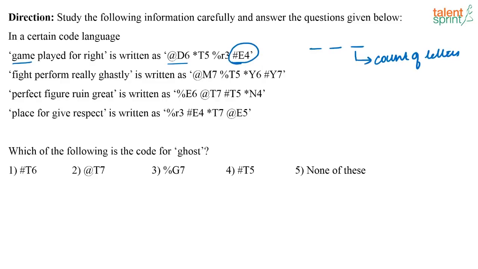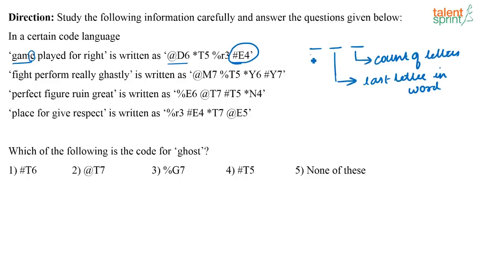Similarly, what is the coding pattern that has been followed for the letter coding? The letter coding pattern is that whatever is the last letter in the given word is used for the letter coding. So the last letter in the given word. If it is game, it was E. That is what they have written here.